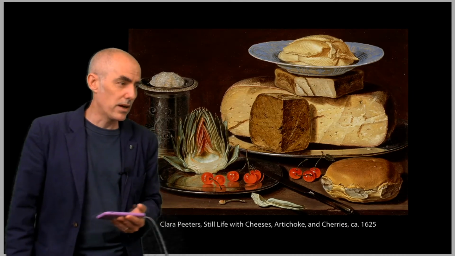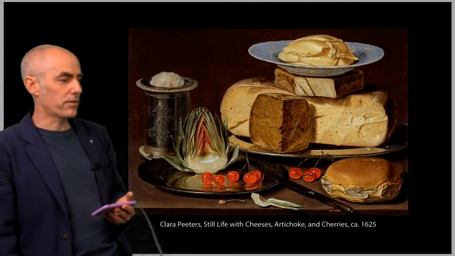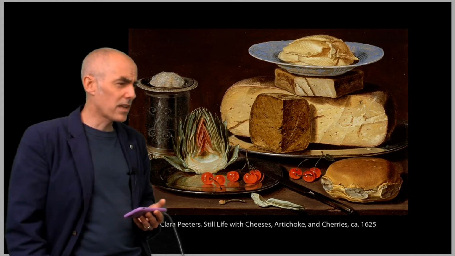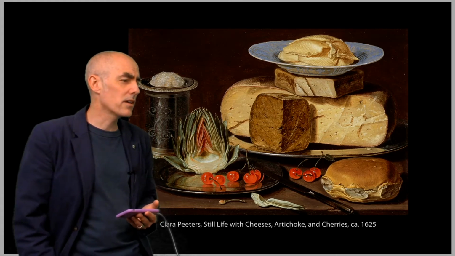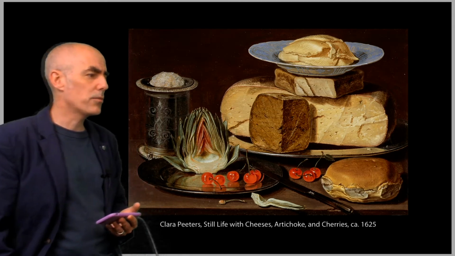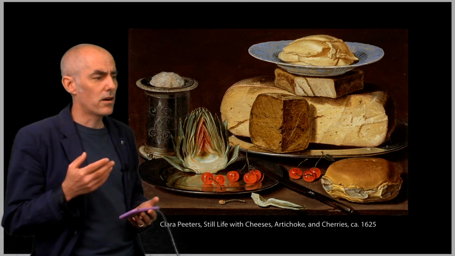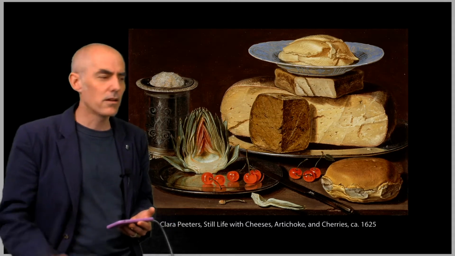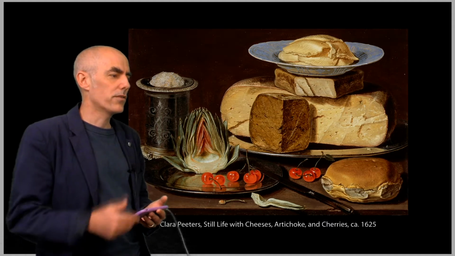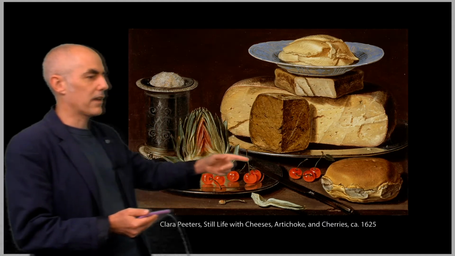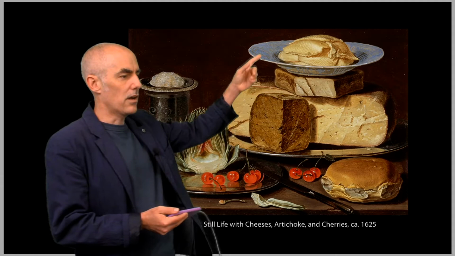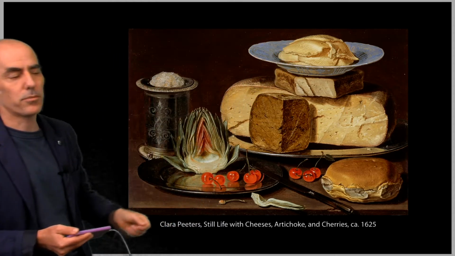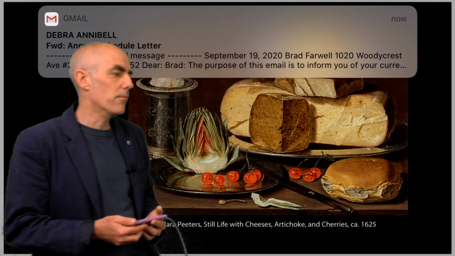Here we have one by Clara Peeters, Still Life with Cheeses, Artichokes, and Cherries, 1625, so around the same period of time. Again, the virtuosity in the rendering of the materials, the surfaces, the objects. I want to say photorealistic, right? Something along those lines. They're also very carefully composed, right? The stacking of these things here, the virtuosity of the little undulations in that butter from where it's been cut with a serrated knife. All this stuff.